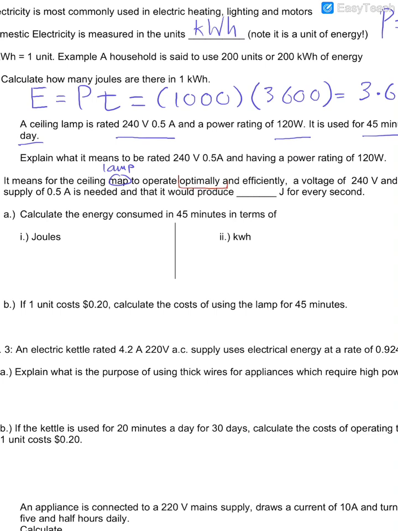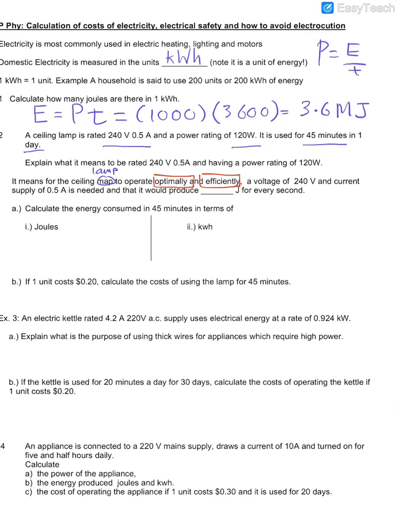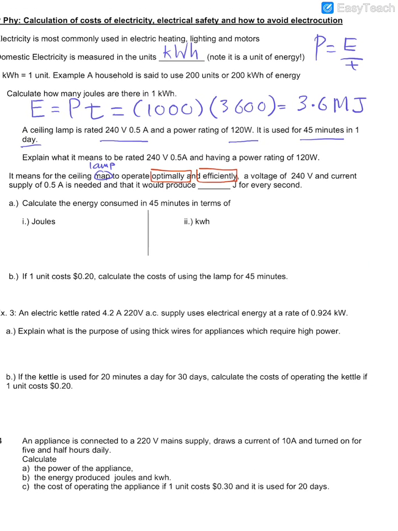So you want it to work properly and efficiently, you need to give it a voltage of 240 volts, current of 0.5 amperes. If you were to give it less current, it can work, but it's not going to be so bright. It's not optimum, it's not efficient. So you need to supply this. And when you supply this amount of voltage and current, what happens? It will produce 120 watts.